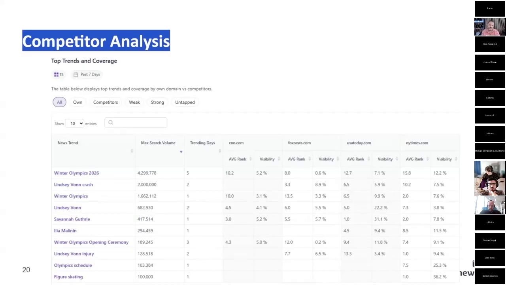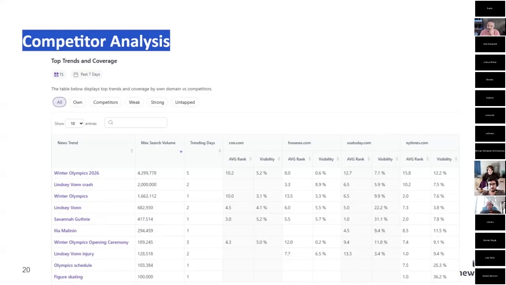Hey, John, these are the most important keywords. I like to analyze the keywords based on what I own, what the competitors rank for, where I'm weak, where I'm strong, and untapped. I love the untapped. Untapped means at least 2 competitors, let's say you put 2 to 10 competitors that are important to you, rank for these keywords, but I don't.